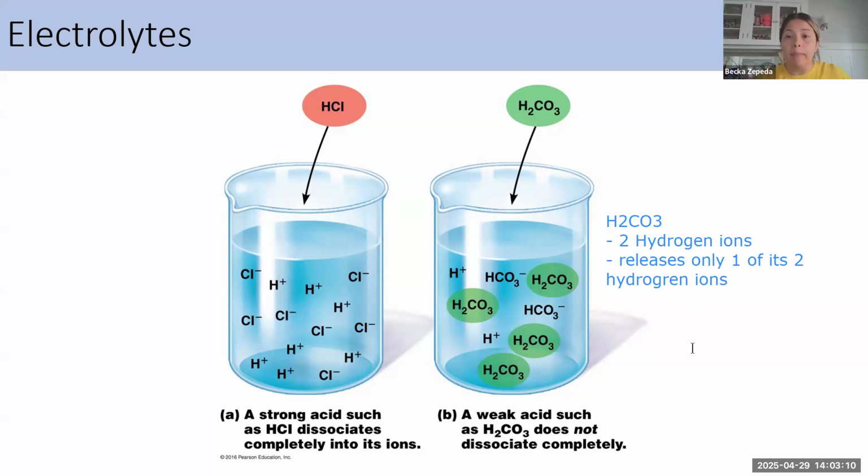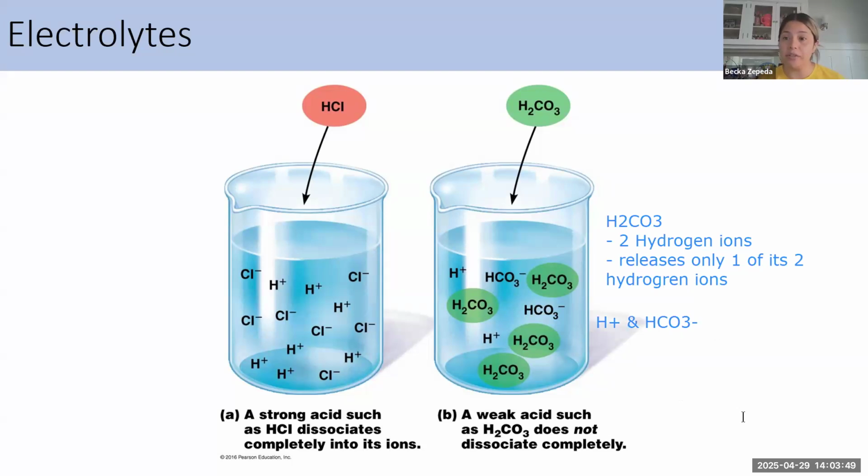And so because it only releases one of its 2, it doesn't completely dissociate, then we consider it a weak acid. So when carbonic acid separates in solution, you should know this already by the bicarbonate buffer equation that we've been talking about a lot this semester. It separates into an H plus and an HCO3 minus. And you can see that there's still hydrogen associated with that bicarbonate, HCO3 minus, so it doesn't completely dissociate. There's a carbon that doesn't dissociate. There's an oxygen that doesn't dissociate. And so because it does not completely dissociate into its parts, one hydrogen is still left on that bicarbonate ion then we consider it a weak acid.